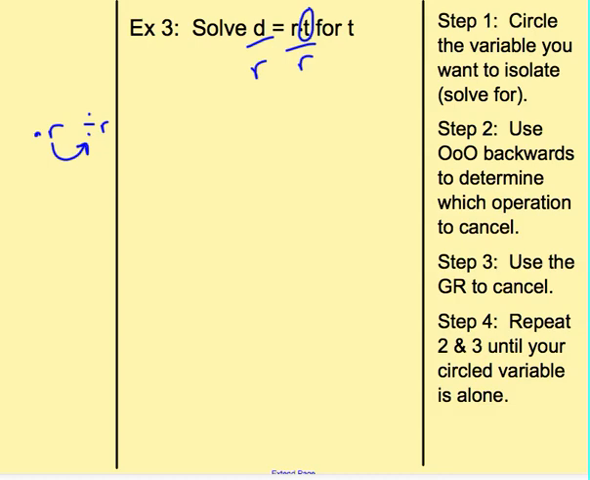So dividing both sides by r, on the right-hand side, why did I divide by r? To cancel, leaving me with t all alone so I don't have to circle it anymore. And on the left-hand side, d and r are different variables, so I'm just going to leave it as d divided by r. No repeating necessary on this one.